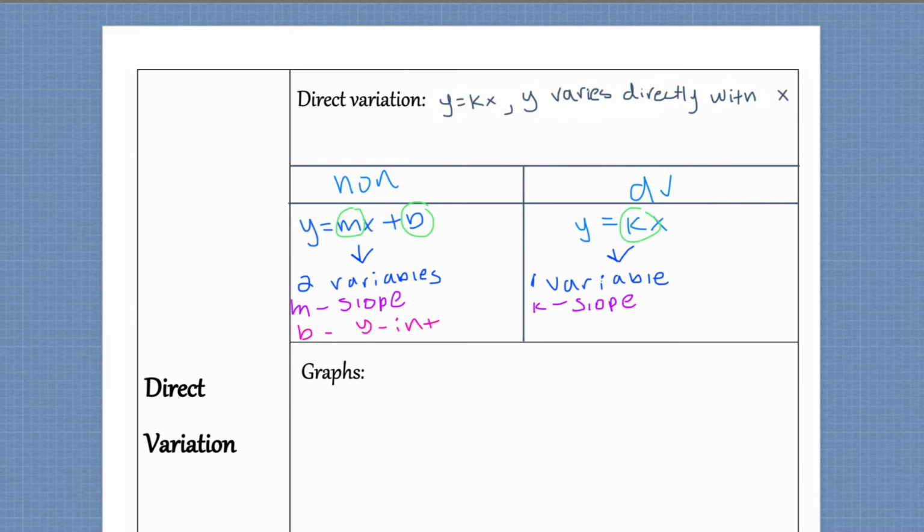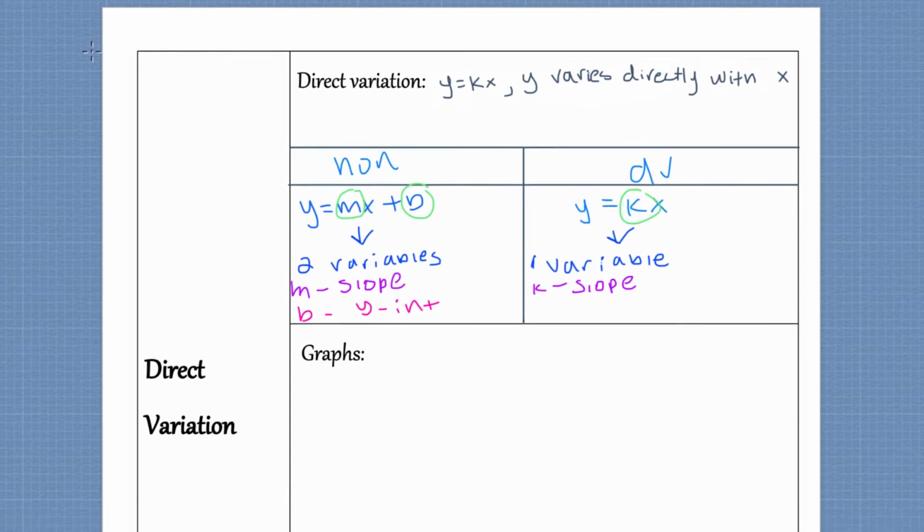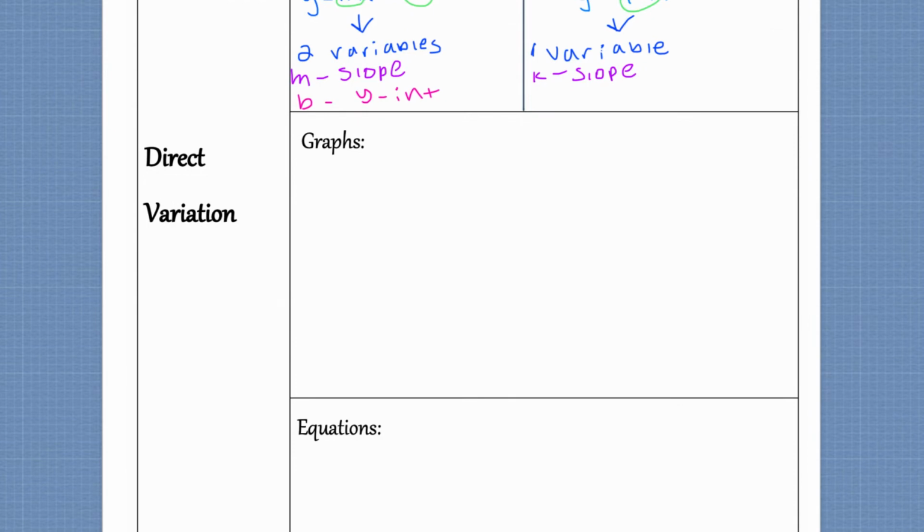Now that we've sort of looked at what direct variation is, let's look at direct variation on graphs. So with direct variation on graphs, there are two basics that you need to know. The first is that they're always going to be shown as straight lines. It's never going to be a curve or a parabola or an exponential graph. It's always going to be a completely straight line.